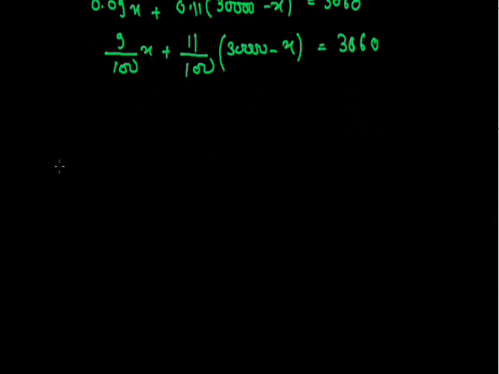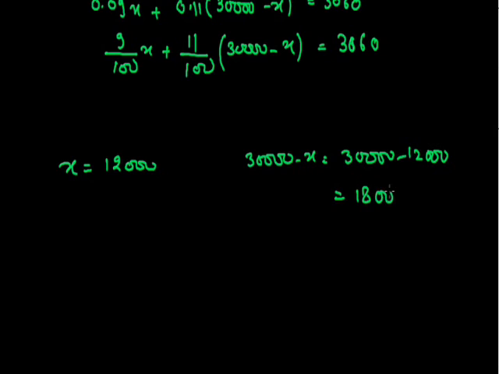So after the simplification we get x equal to 12,000. So hence the amount is divided into two parts. Part 1 is 12,000, and the second part is 30,000 minus x, which is 30,000 minus 12,000, that is 18,000.